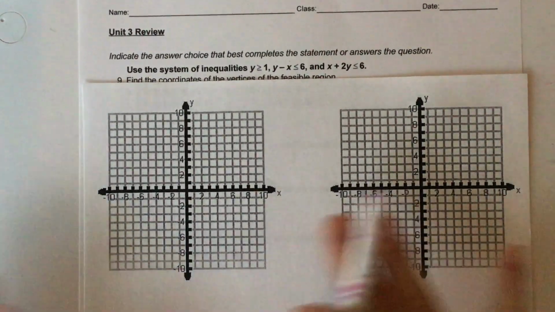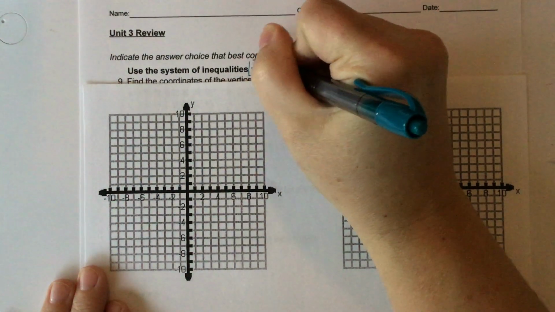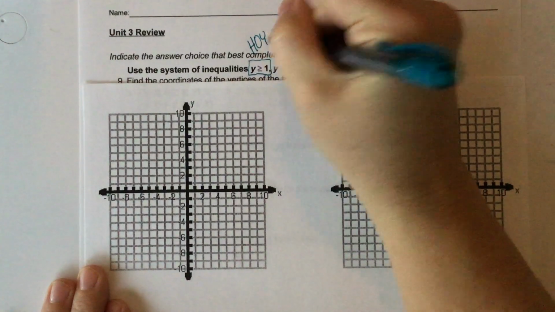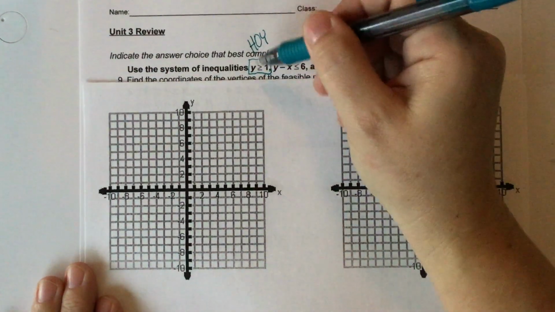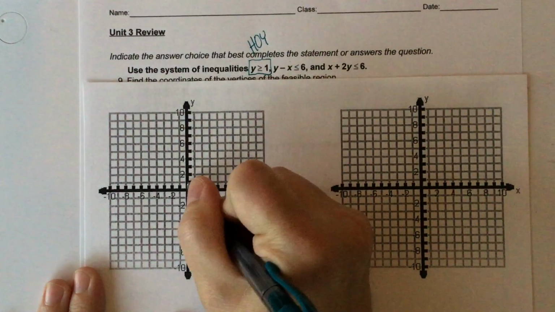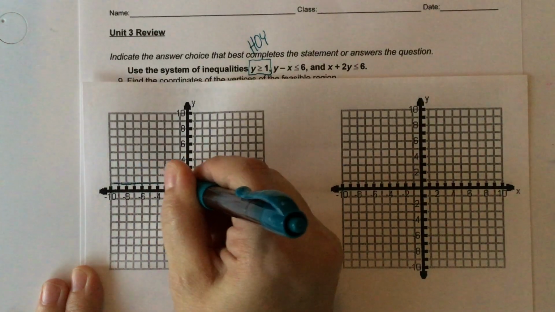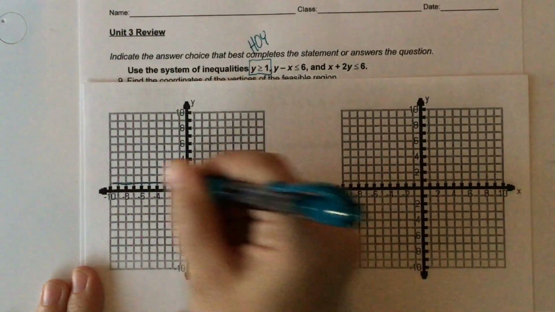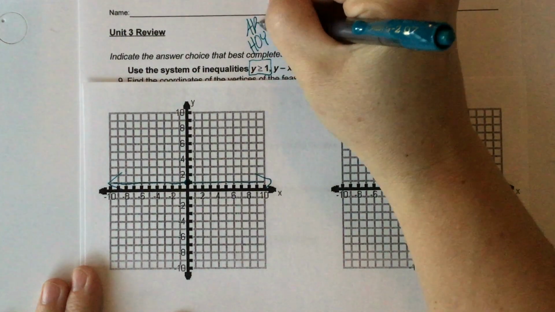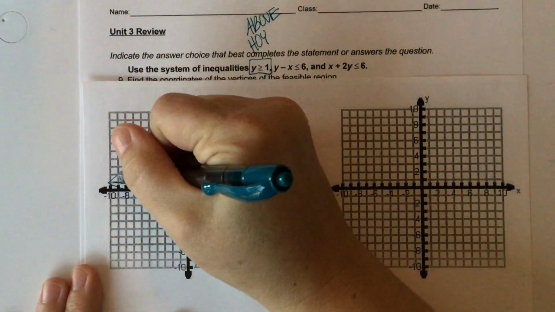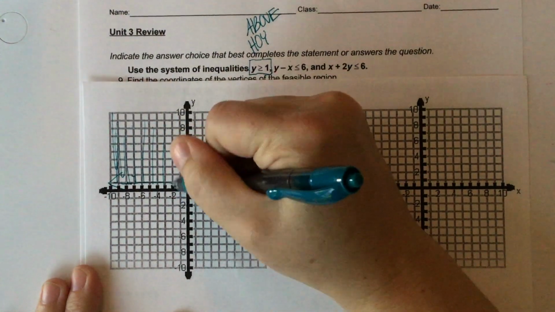This first equation is a horizontal line I like to refer to as HOY: horizontal, 0 slope, y equals for the equation. So I'm going to go to where y is 1, and I'm going to draw myself a horizontal line. And it's solid because there's an equals. And since it says y greater, I shade above. So I'm going to shade everything above my horizontal line.